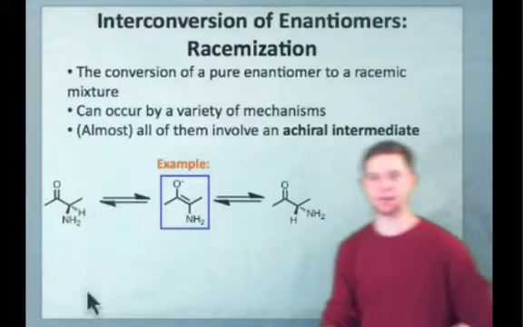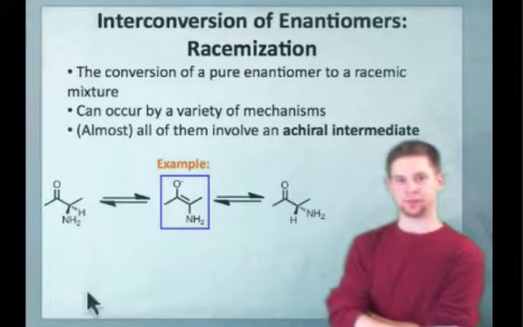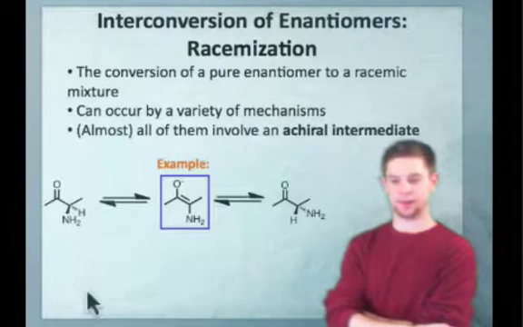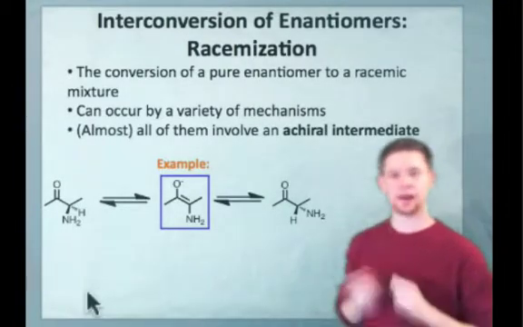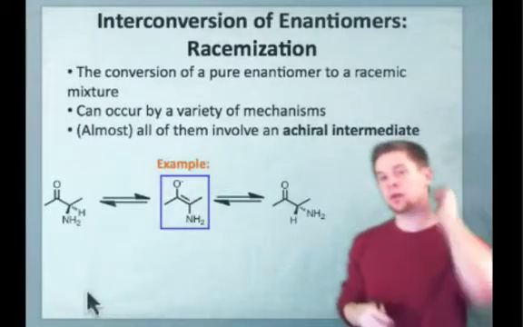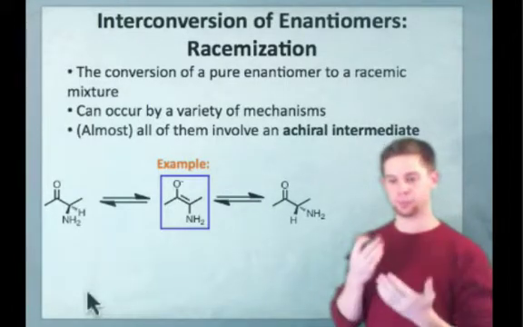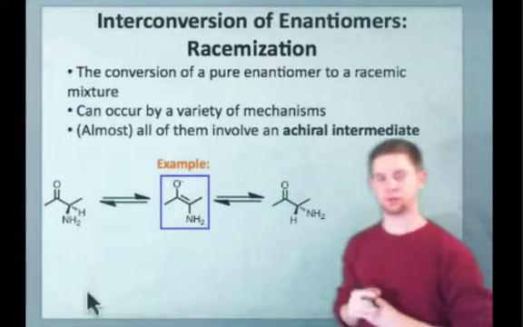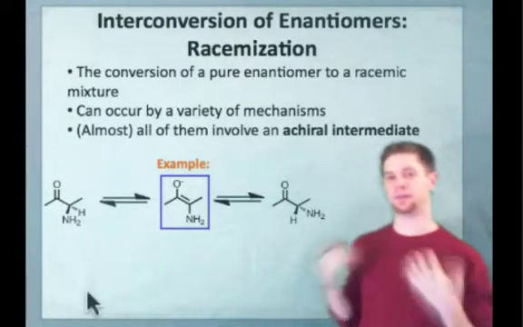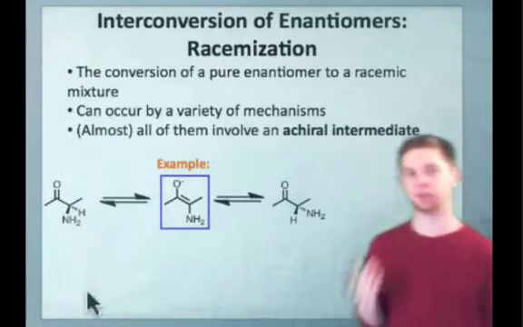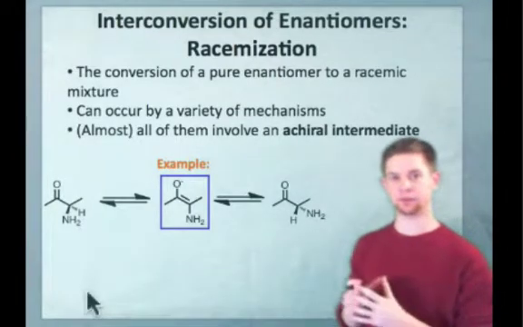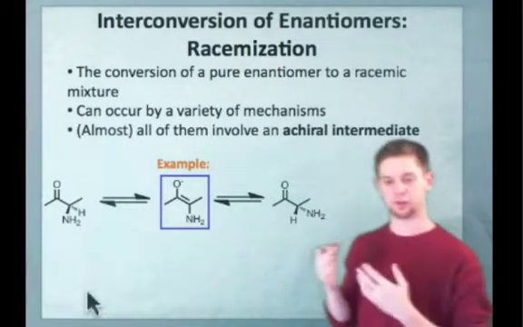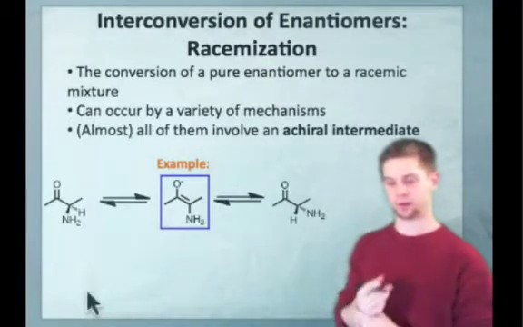There is one thing that sometimes complicates the separation and isolation of enantiomers. Even if you figure out a way to isolate an enantiomer in pure form, sometimes enantiomers can convert between each other through the process of what's called racemization. The simple definition of racemization is the conversion of a pure enantiomer of a substance into a racemic mixture of that same substance. So it's the conversion of one enantiomer into another, in a sense.